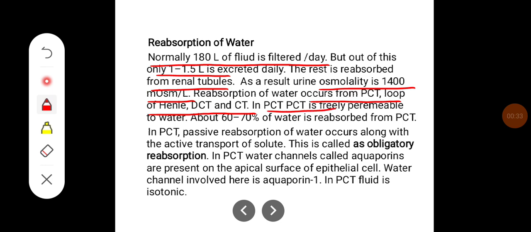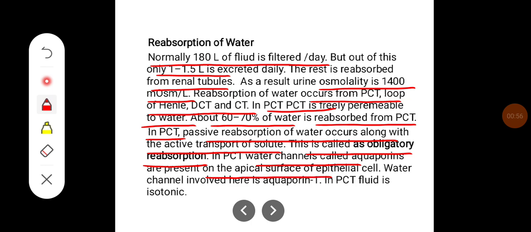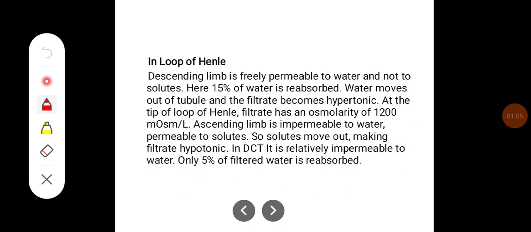In PCT, it is freely permeable to water. About 60 to 70% of water is reabsorbed from PCT. In PCT, passive reabsorption of water occurs along with the active transport of solute, and this is called as obligatory reabsorption. In PCT, water channels called aquaporins are present on the apical surface of epithelial cell. Water channel involved here is aquaporin 1, and PCT fluid is isotonic.